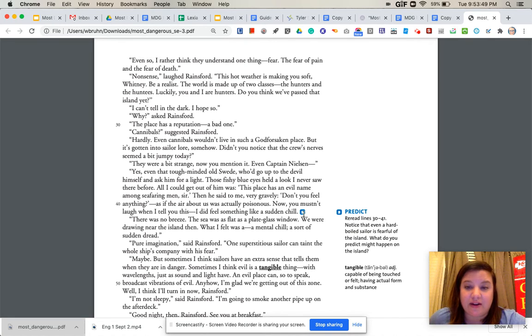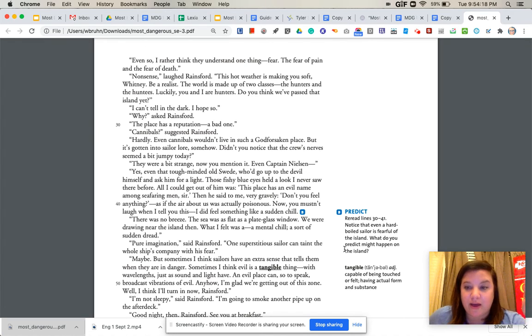So now we have another letter, and so we are going to stop and look and see what we're going to be doing. We're going to be predicting. We're going to reread lines 30 through 41, and we're going to notice that even a hard-boiled sailor is fearful of this island. What do you predict might happen on the island? This is a prediction. There's truly no right or wrong answers. Sorry, my dog is chewing on our table. There's no right or wrong answers. It's just your prediction.